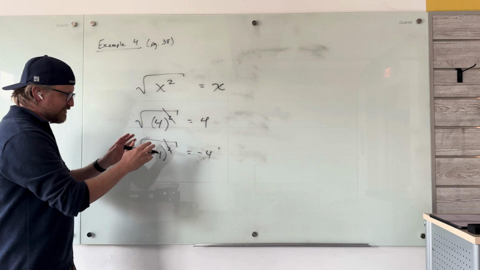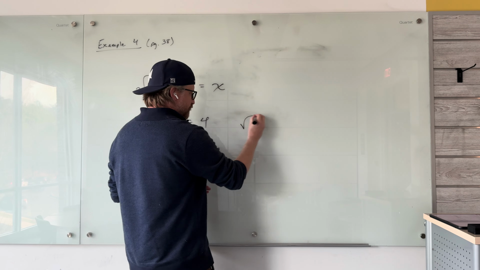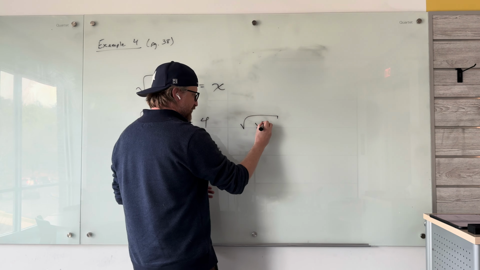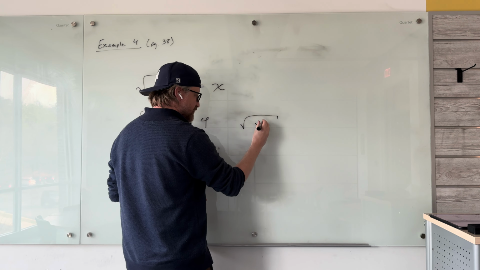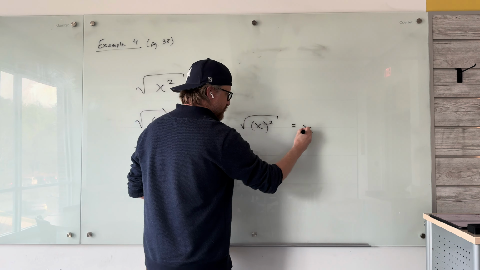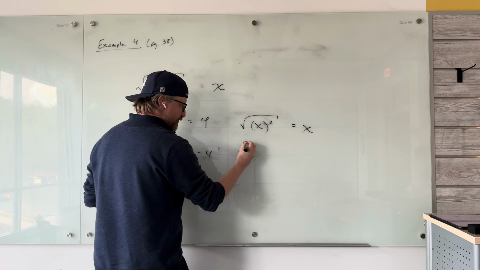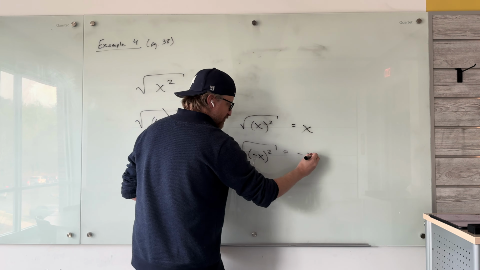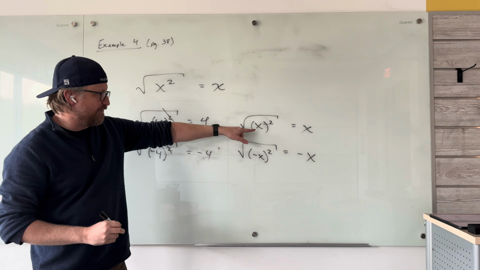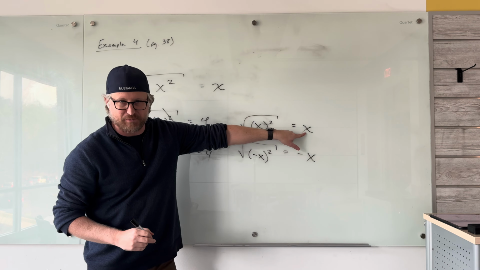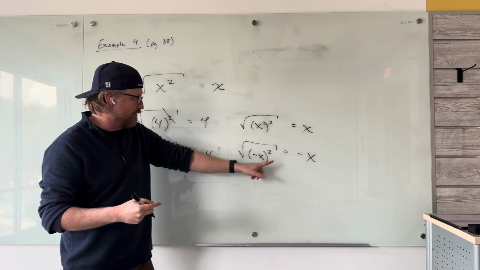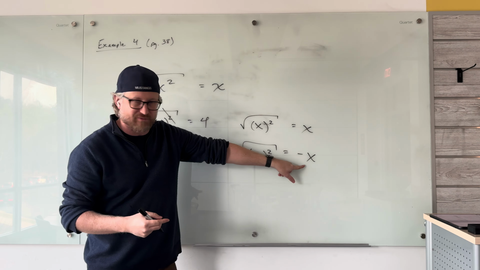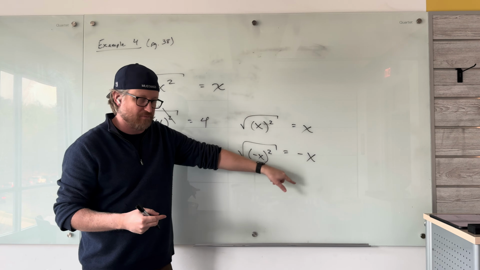What that's describing is this relationship: if I take the square root of x squared, using parentheses specifically, this answer comes out to be x. But if I take the square root of negative x squared, this answer should be negative x. So if x is positive, we take the positive x answer. If x is negative, then we take the negative x answer.